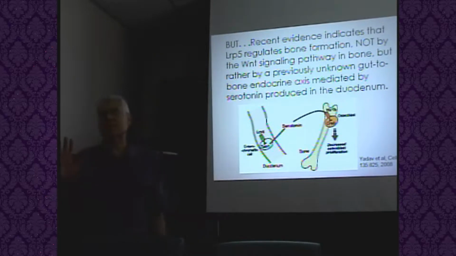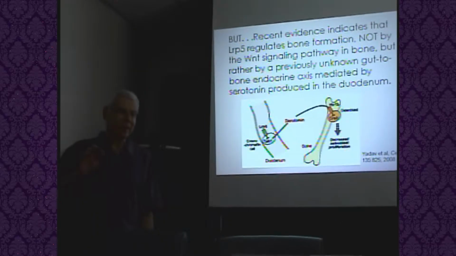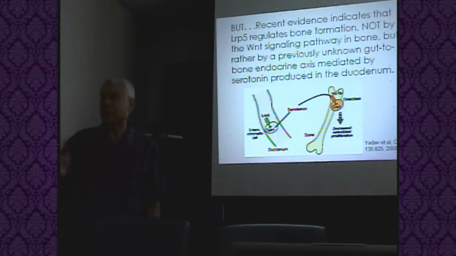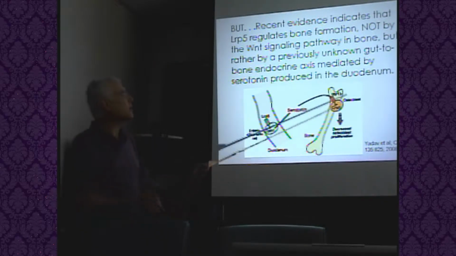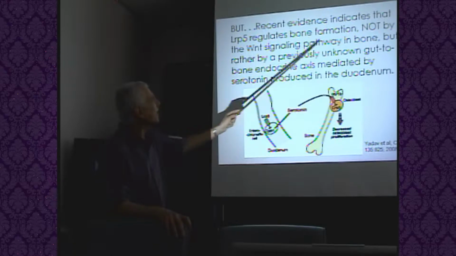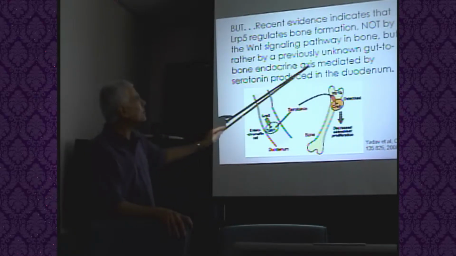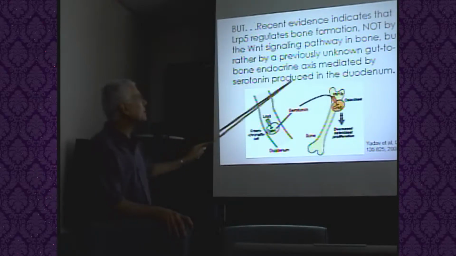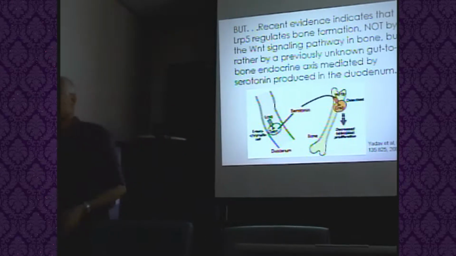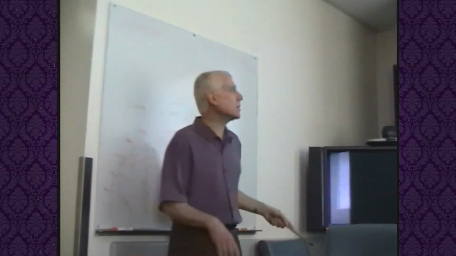I don't know if that's exclusive. I don't know that this is an exclusive rejection of the Wnt pathway, but certainly there's another pathway that is previously unknown, and it's a gut-to-bone endocrine axis mediated by serotonin produced in the duodenum. Totally unexpected, totally out of left field.